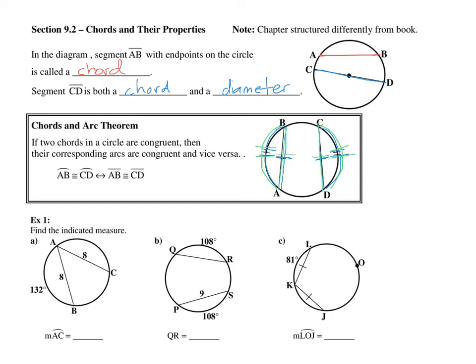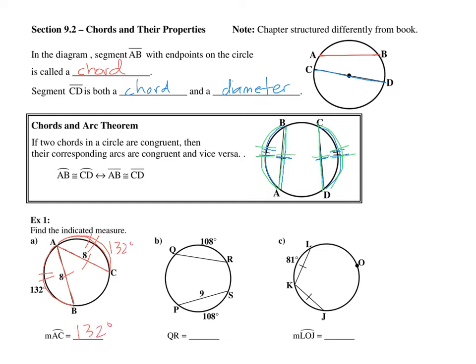All right, let's do some examples applying these ideas. Example 1, find the indicated measure. Here I have a chord of 8 units. Here I have another chord of 8 units. So these two arcs have to be the same. Those two chords are the same, these two arcs are the same. So arc AC is 132 degrees.